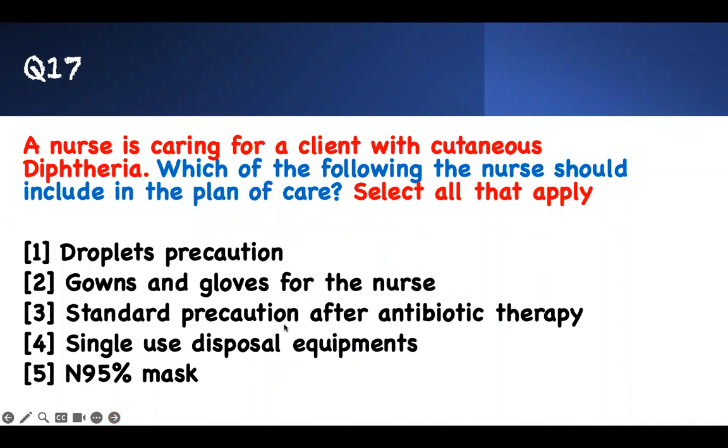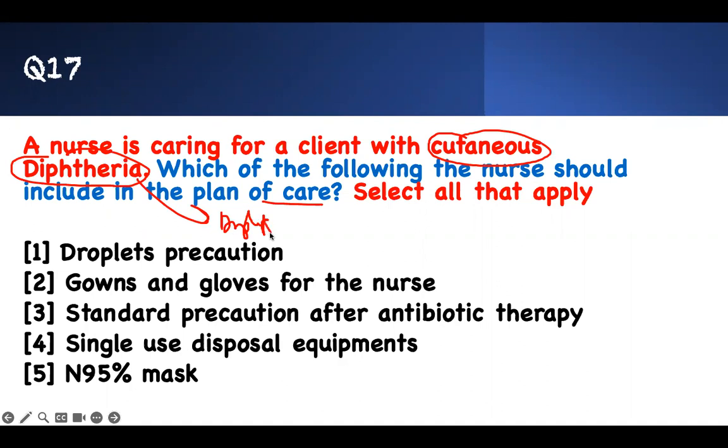Select or apply. And this is caring for a client with what? Keywords. Pay attention. I intentionally said this. What did I put? Cutaneous diphtheria. Which of the following should the nurse include in the plan of care? We all know that diphtheria is what? Droplet. Right? But this is where test taking skills come in.